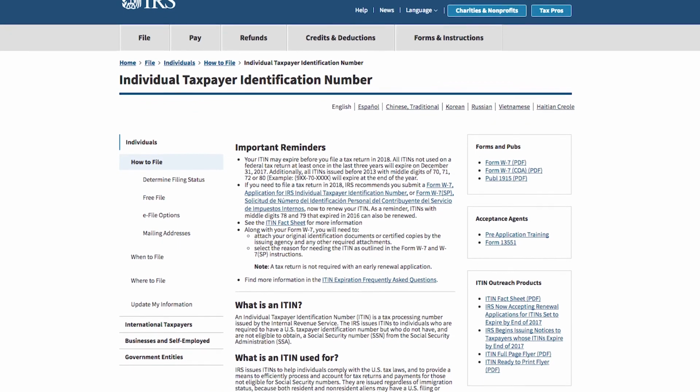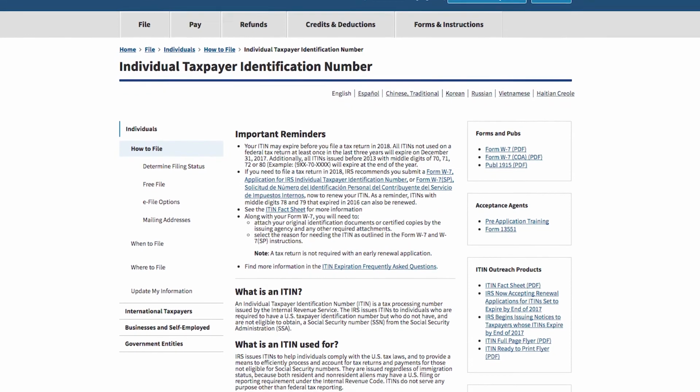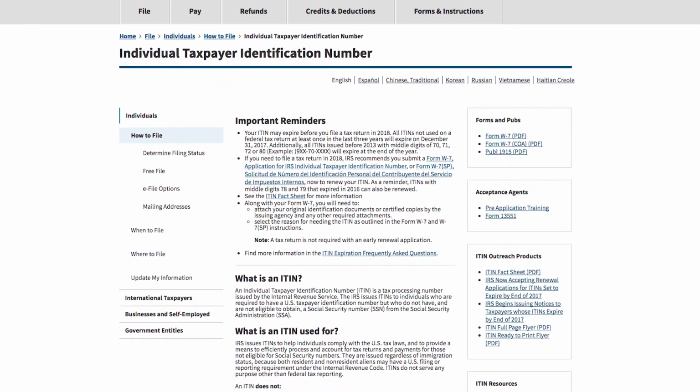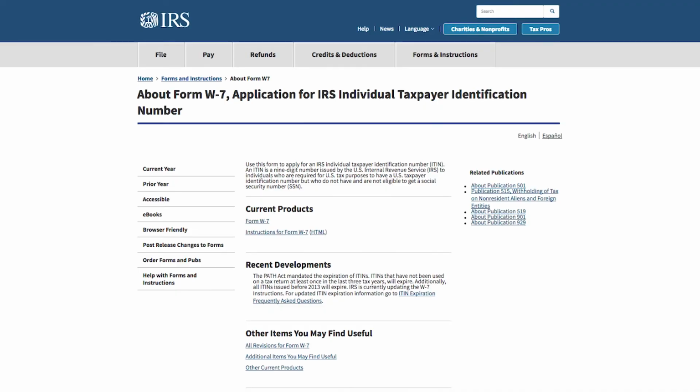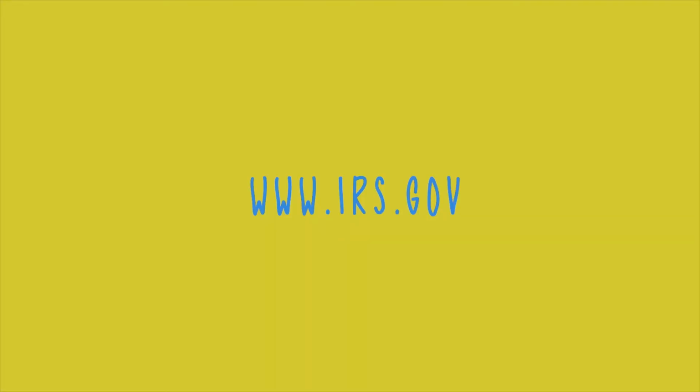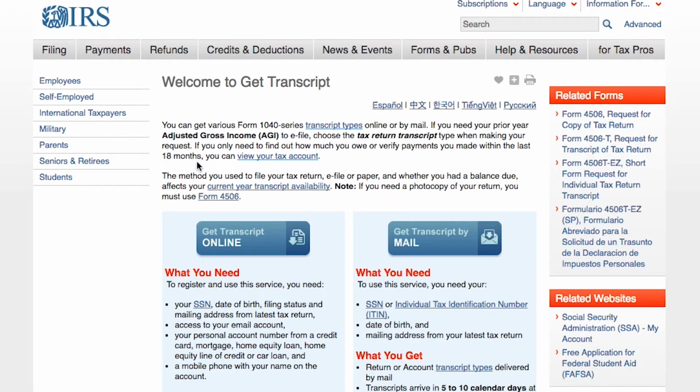Request an Individual Taxpayer Identification Number, or ITIN. People who do not have a Social Security number can apply for an ITIN using a W-7 tax form. For more information, go to www.irs.gov.